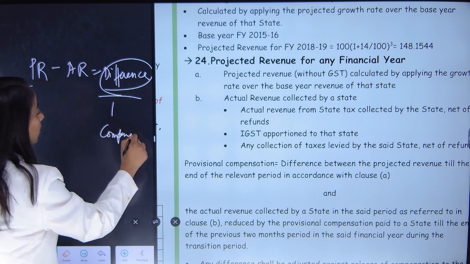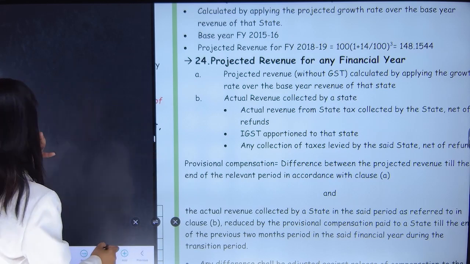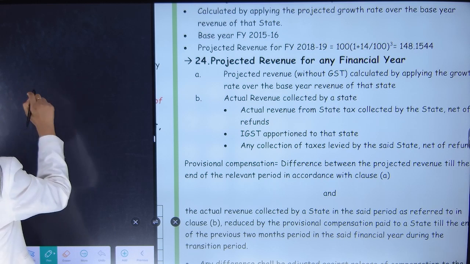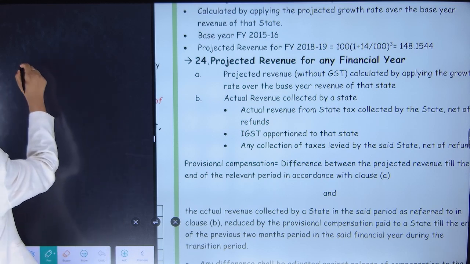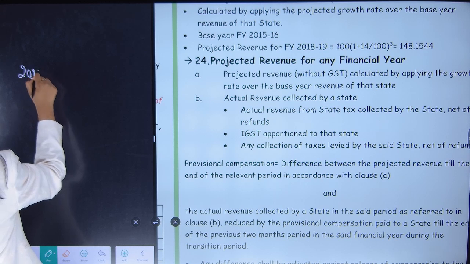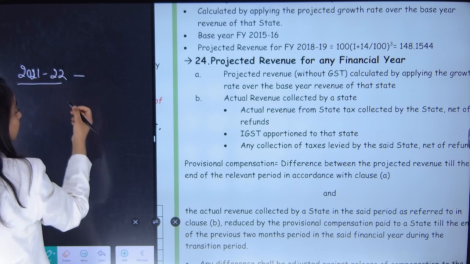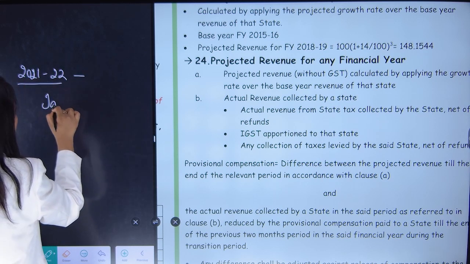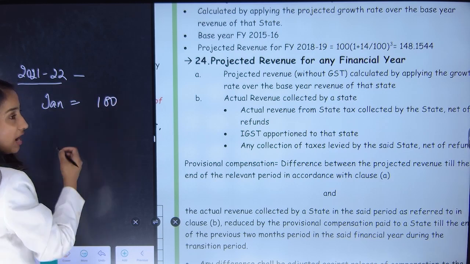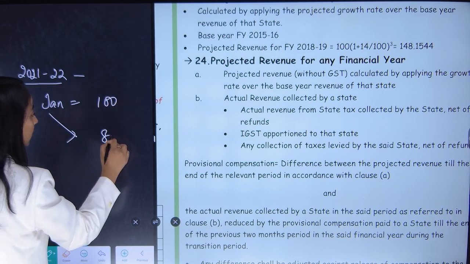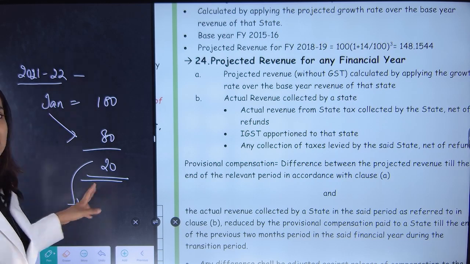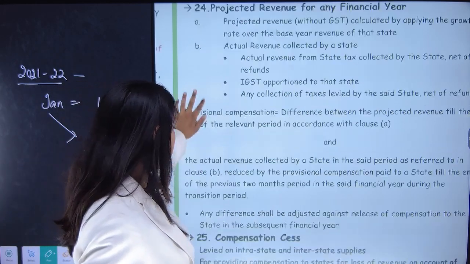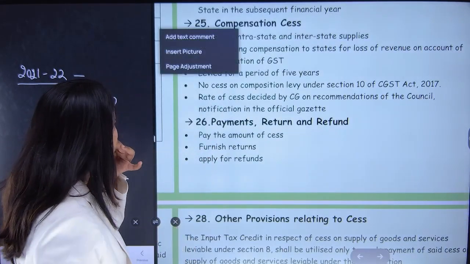Fine. Now, every 2 months it will be compensated, right? So, at the end of the financial year, let's say it is 2021-22, until 3 months before they have been compensated. So, they had to get 100. Until January, they got only 80. So, this 20 rupees will be paid in the next year, that is in the subsequent year, is what they are telling you. Clear? Fine.